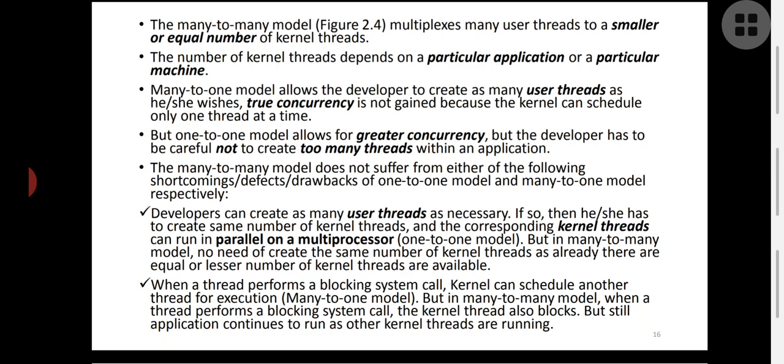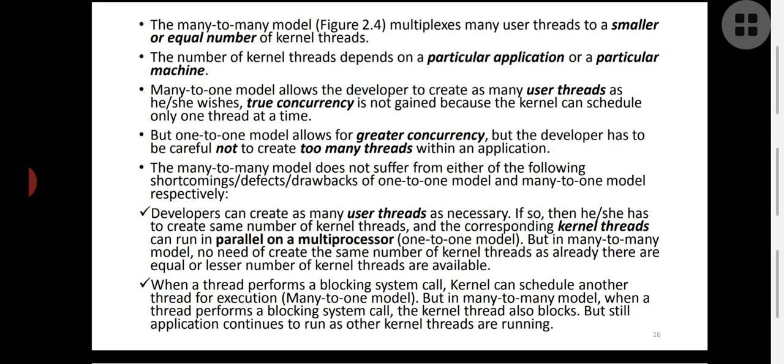Then how many kernel threads may be present at the kernel level? This number of kernel threads completely depends on the particular application or particular machine. Based on the type of machine or type of application, the number of kernel threads is decided. And the many-to-one model allows a developer to create as many user threads as he wishes. But complete concurrency, or true parallelism, cannot be achieved, because the kernel can allow only one thread to be executed at a time.